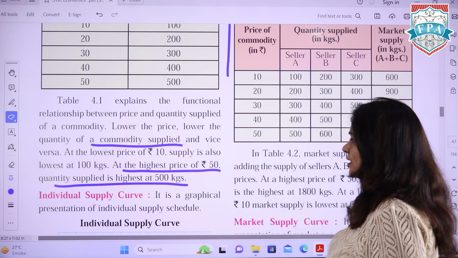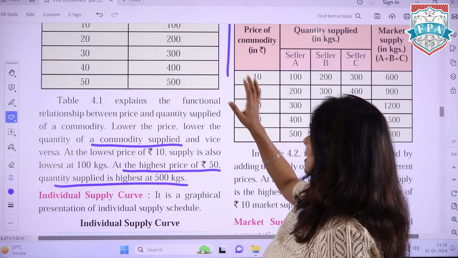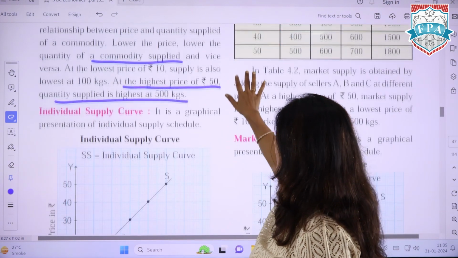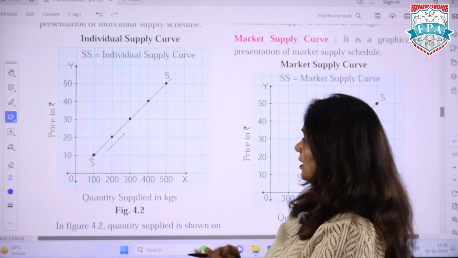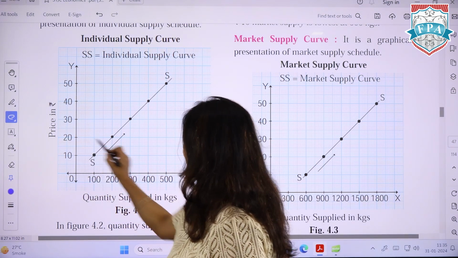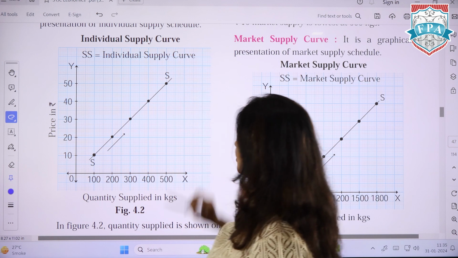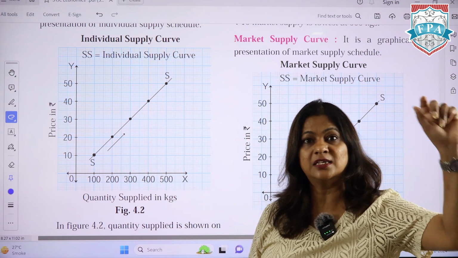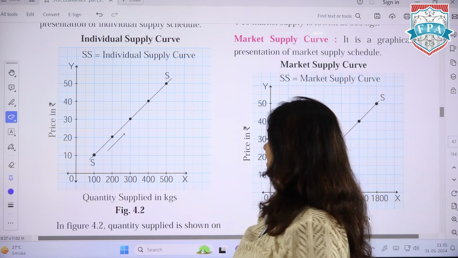गोइंग बैक टू योर टेक्स्ट मटीरियल. सो दिस इज एन इंडिविजुअल सप्लाई कर्व एंड देन जिस तरीके से हमने बात करी हुई है, look at it, they have made the graph at 10 units 100 quantity, 20 units 200, so it's an upward sloping curve. Please label the graph SS, जैसे डिमांड कर्व में DD वैसी SS.